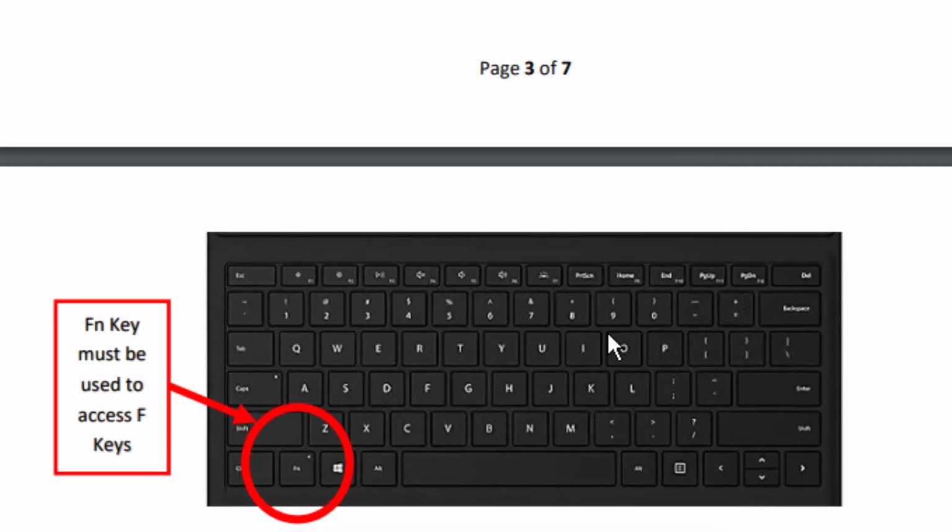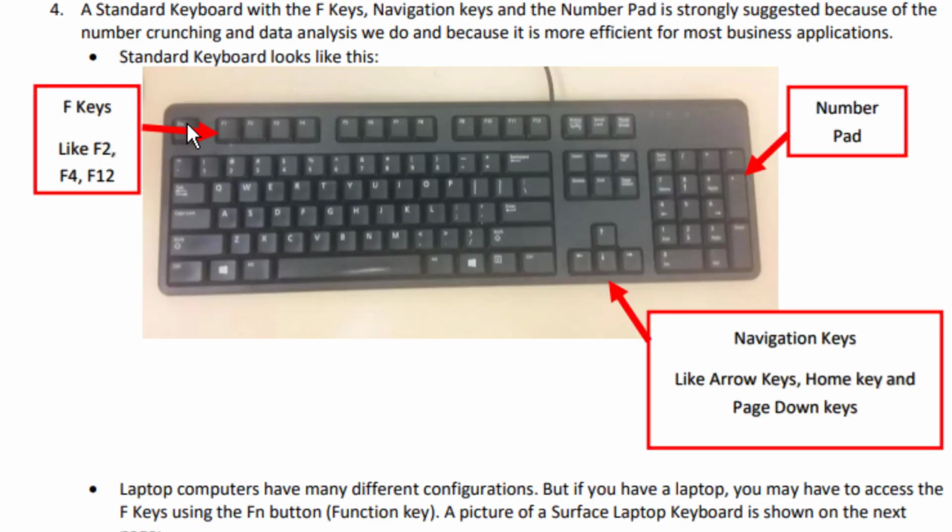This is a picture of my laptop. And the difference is when you use a laptop, there's an FN key, and you have to use that to access the F keys. Up here on a standard keyboard, the F keys are easily accessed. Also on a standard keyboard, we have navigation keys which help us to do things quickly.